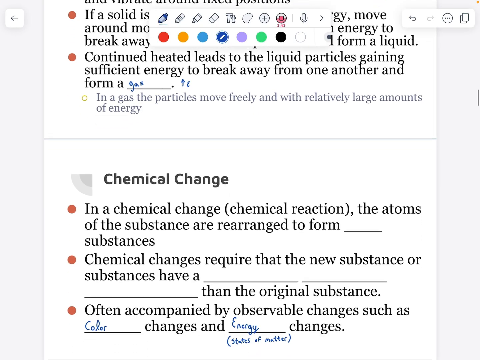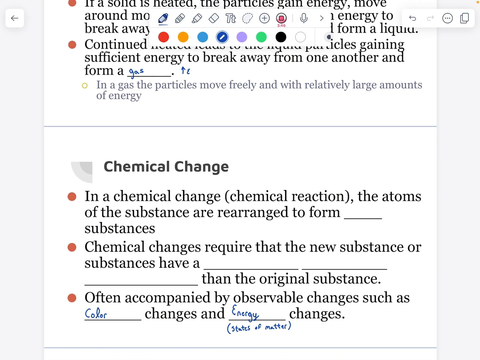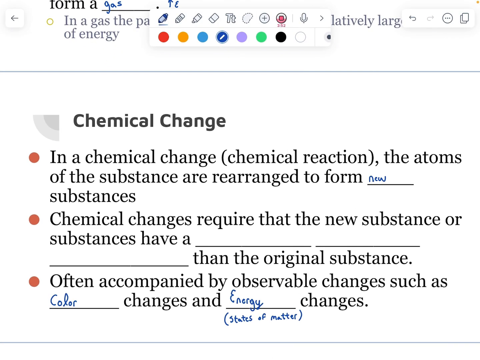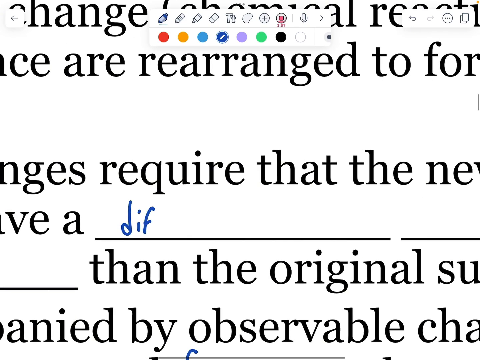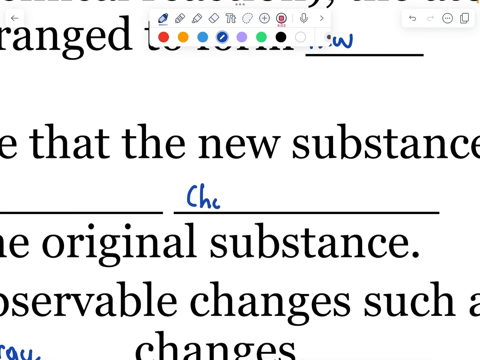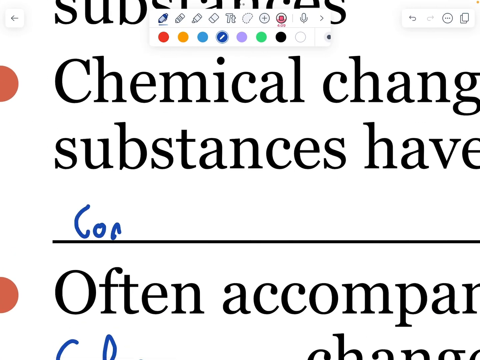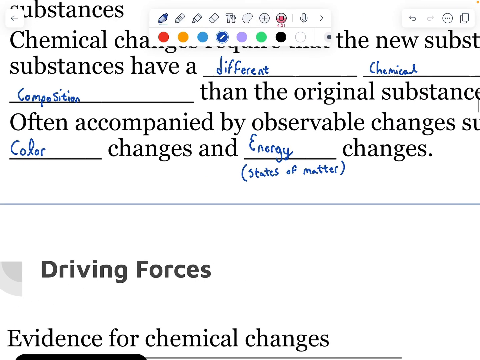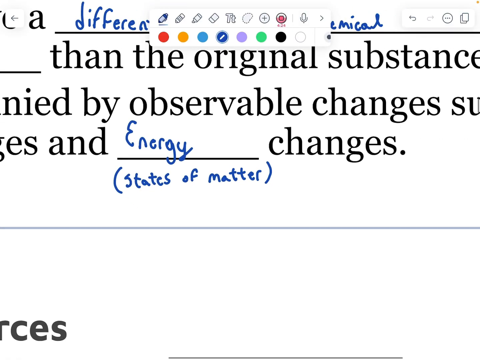So in a chemical change or reaction, the atoms of the substance are rearranged to form new substances. Right, so chemical changes require that the new substance or substances have a different chemical composition, which means it's made up of different stuff, essentially. And this is often accompanied by observable changes, things we can see with our naked eye, like color changes and energy changes, which sometimes is also states of matter, so I wanted to highlight that as well here.